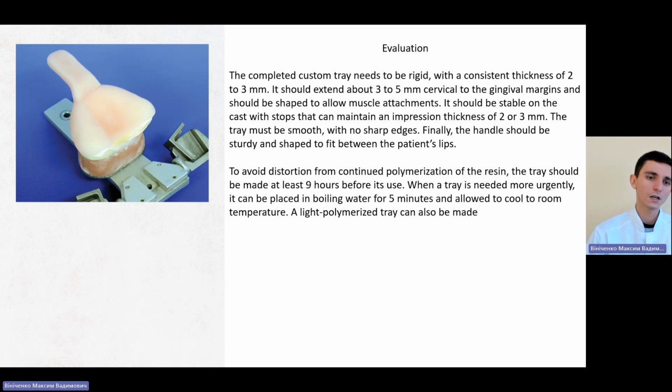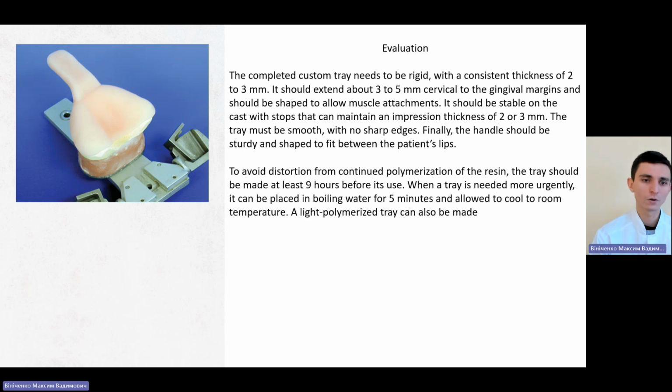Evaluation. The completed custom tray needs to be rigid with a consistent thickness of 2 or 3 millimeters. It should extend about 3 to 5 millimeters cervical to the gingival margins, and should be shaped to allow muscle attachments. It should be stable on the cast with stops that can maintain impression thickness of 2 or 3 millimeters. The tray must be smooth with no sharp edges. Finally, the handle should be sturdy and shaped to fit between the patient's lips.